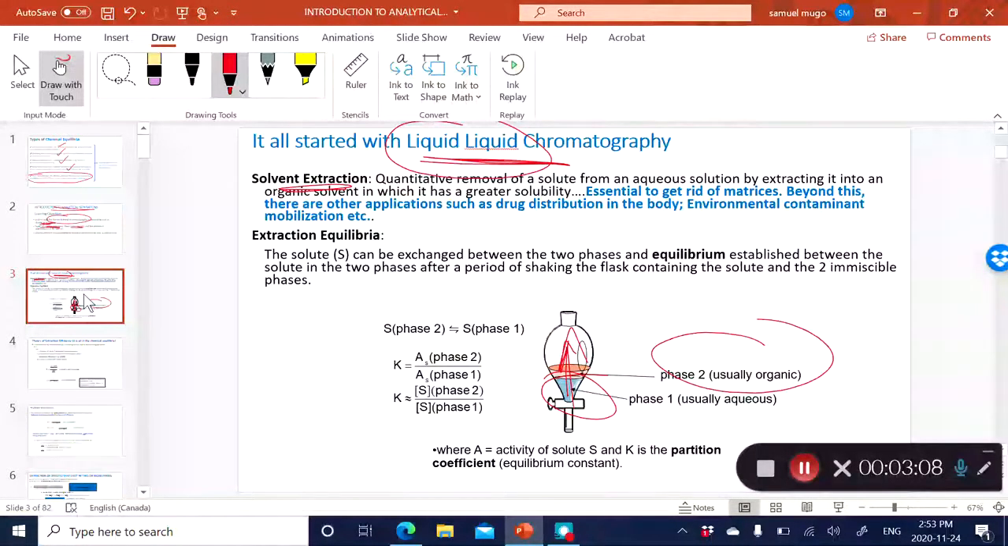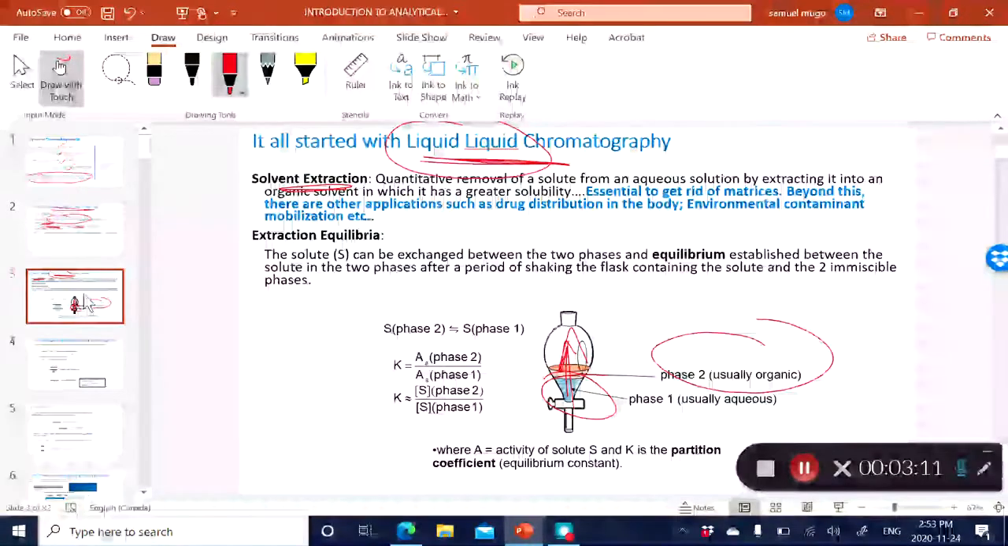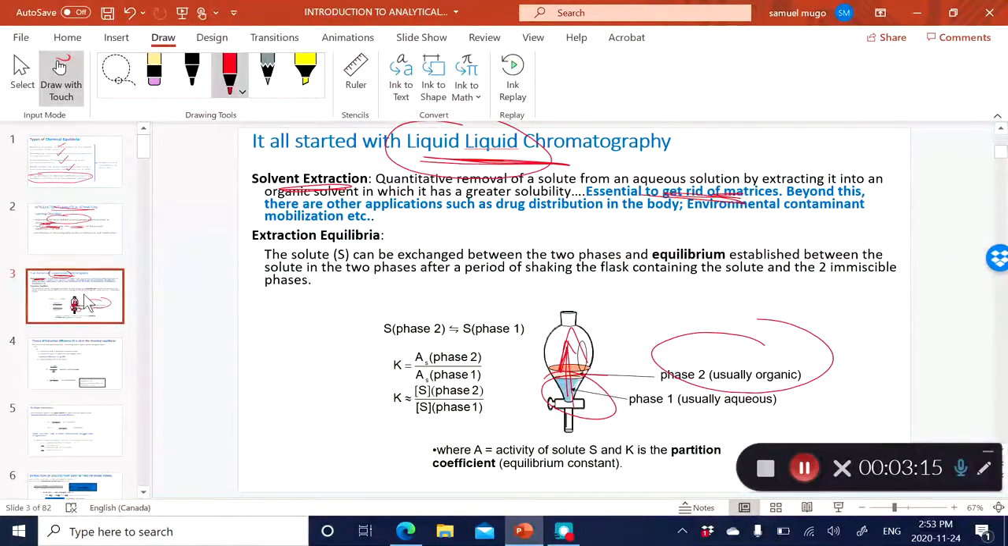Now, if you think about analytical chemistry, doing separation, or trying to get matrices out of an analyte so that you can do analysis. So that's one major reason why we do liquid-liquid extraction, to remove matrices from the sample so that we can easily analyze it without matrix interferences.